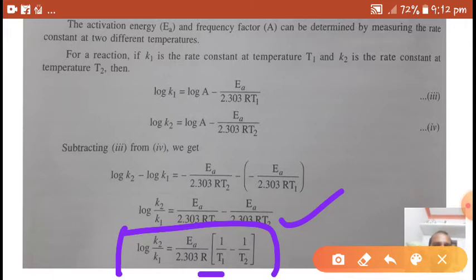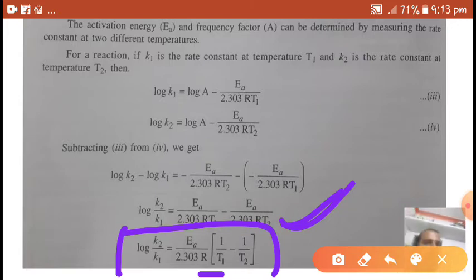By this equation, we can calculate the activation energy by measuring the rate constant at two different temperatures. So this is the Arrhenius equation. With the help of this Arrhenius equation, we can calculate the rate constant or activation energy by measuring the rate constant at two different temperatures.